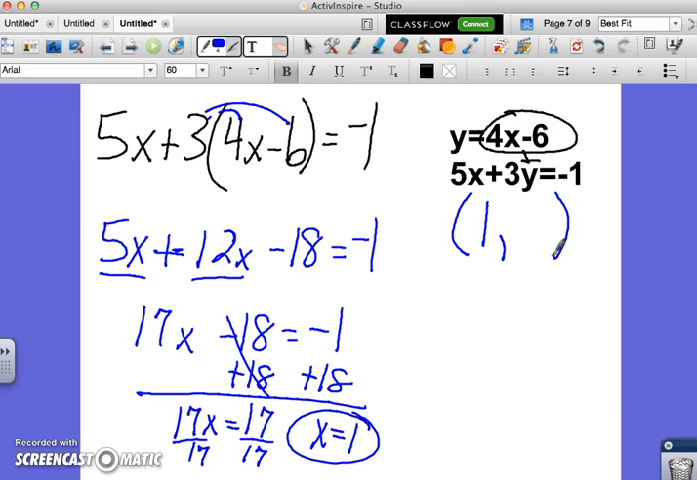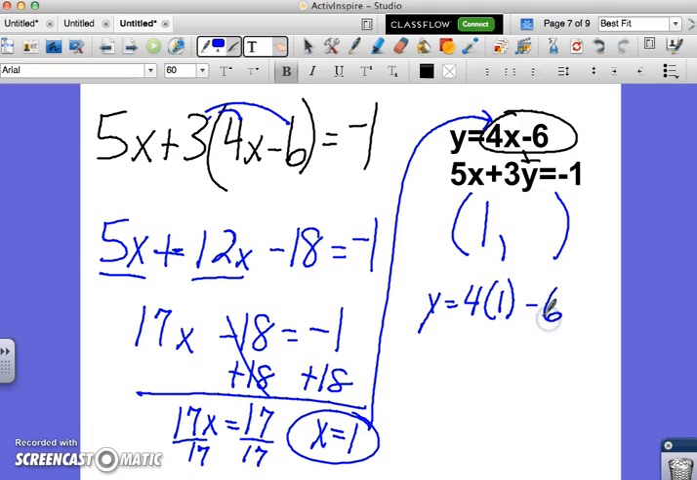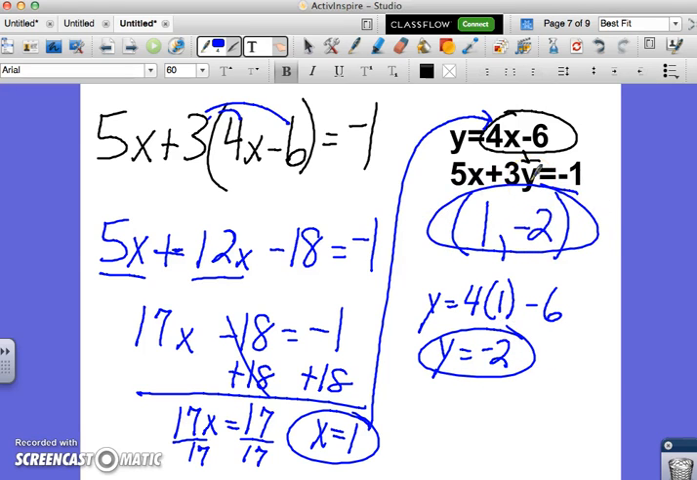We know the x is 1. We don't know what y is yet, but we're going to find out. You know how? We're going to plug this back in because we know that x equals 1. So now let's see. y equals 4 times x. Well, x is 1, minus 6. 4 times 1 is 4. 4 minus 6, so y equals -2. So there we go, there's my solution: 1, -2.